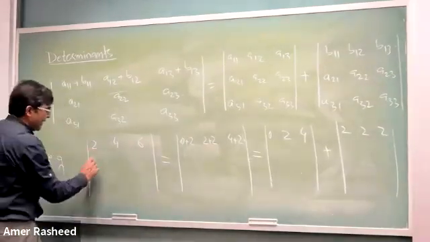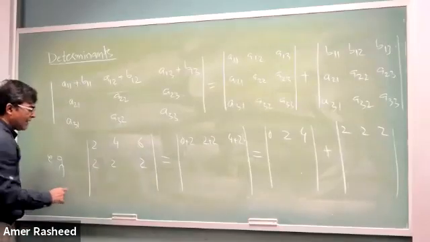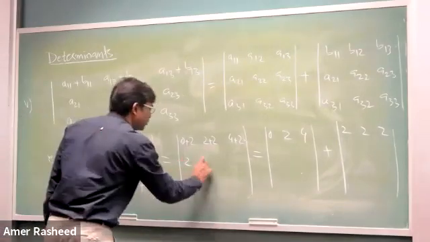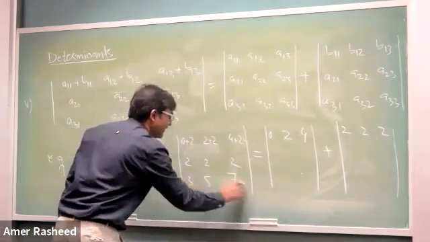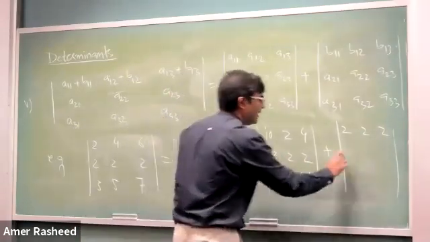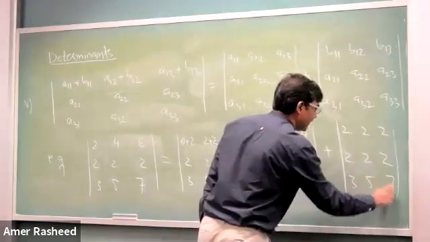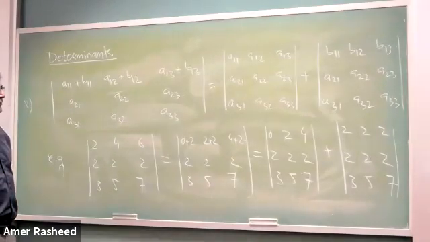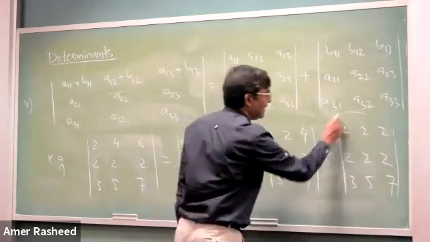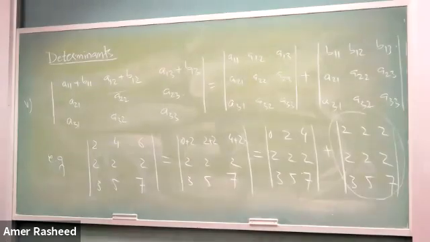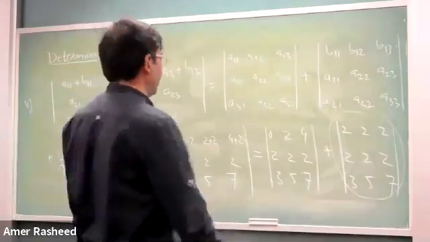Now see, if you have 2, 2, 2 here, and 3, 5, 7 here, then you wrote 2, 2, 2 here, 3, 5, 7 here, again 2, 2, 2 here, 3, 5, 7 here, okay? Now by using the third or fourth property, you can immediately say that this determinant is 0. Why? The property we studied: identical rows. Two rows are identical, so its determinant will be zero.